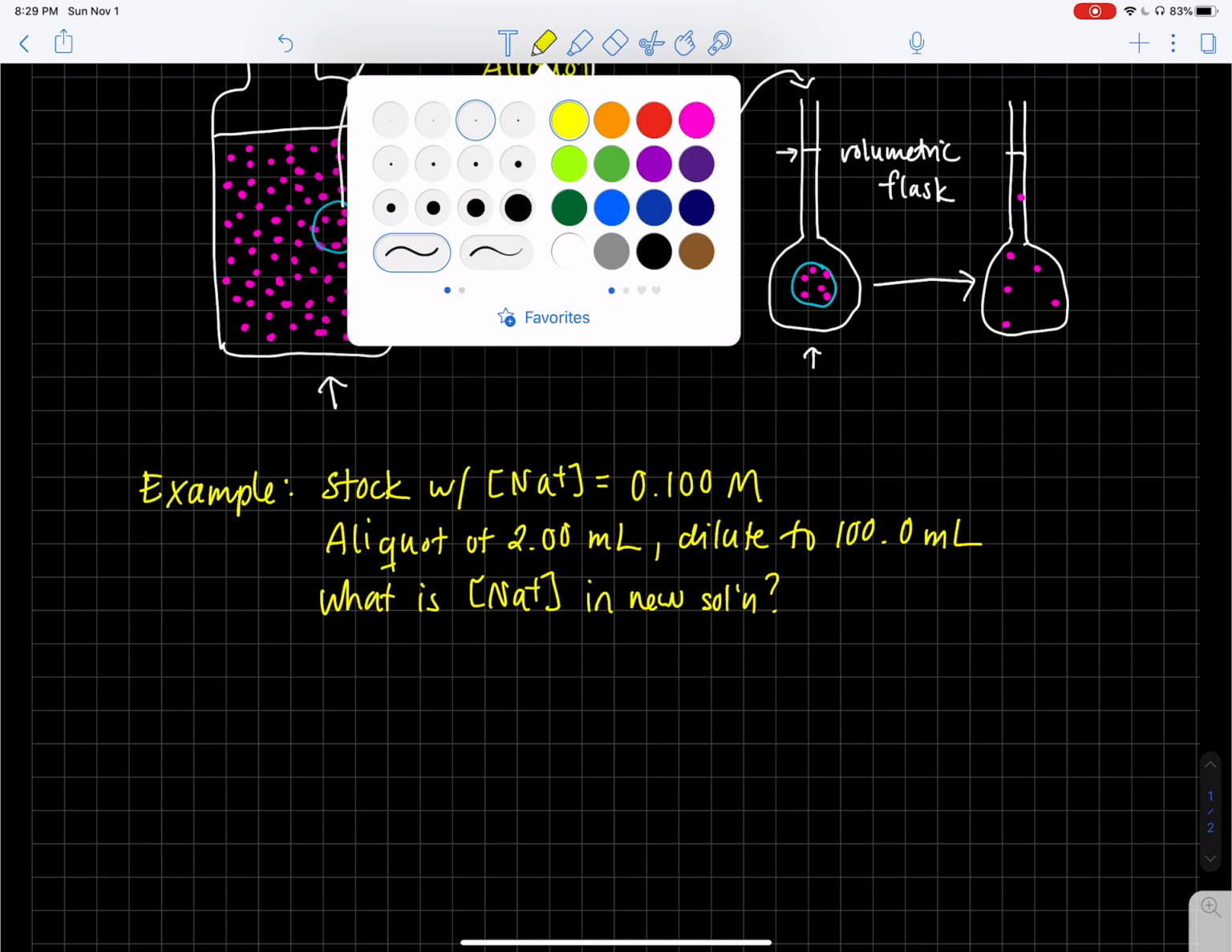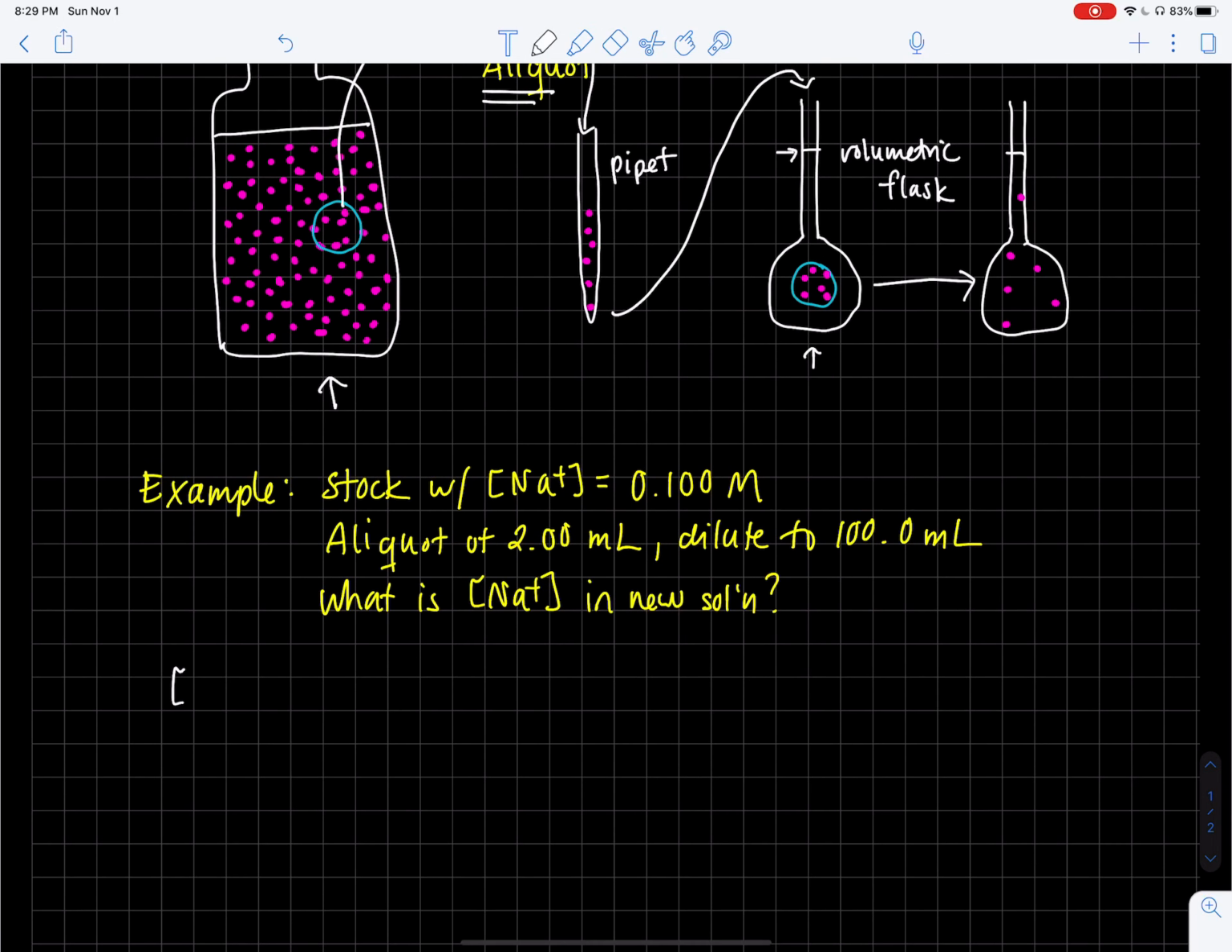To solve this, you need to remember that when I ask what the concentration of sodium, diluted, is, it's the moles of sodium that were in the aliquot, which is just a word I like, rhymes with kumquat, over liters of the new solution.